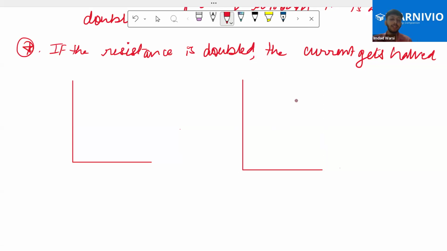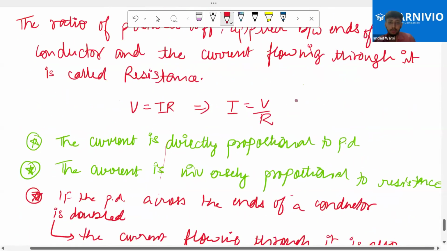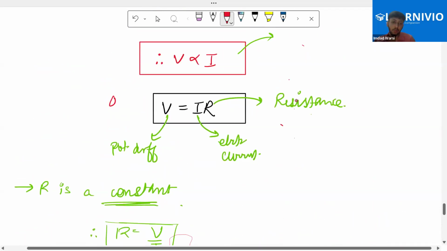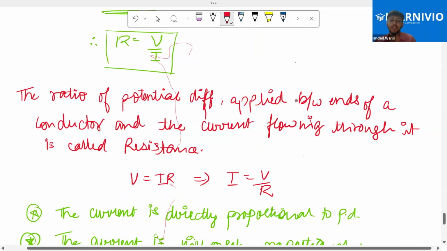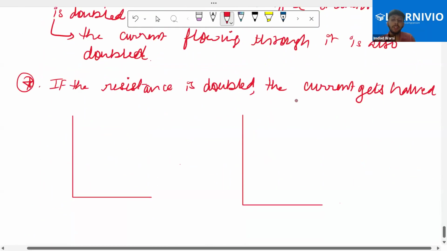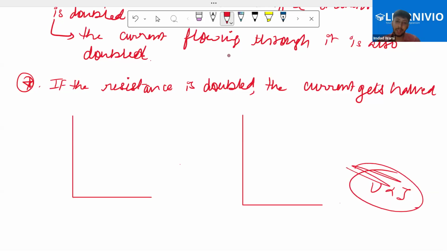Okay. Now we'll see the graphs of Ohm's law. Did we write Ohm's law here? Please write Ohm's law. This is Ohm's law. Please write that. Now, if we see graphs of potential and current, you know that potential is directly proportional to current, right? So when both are directly proportional to each other, the graph is a straight line.